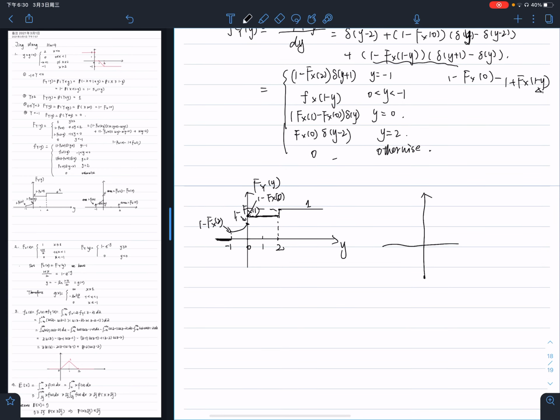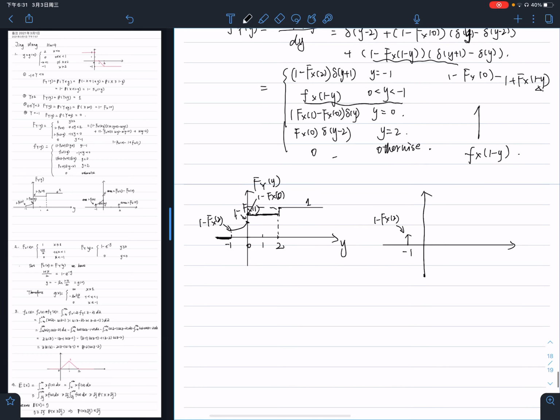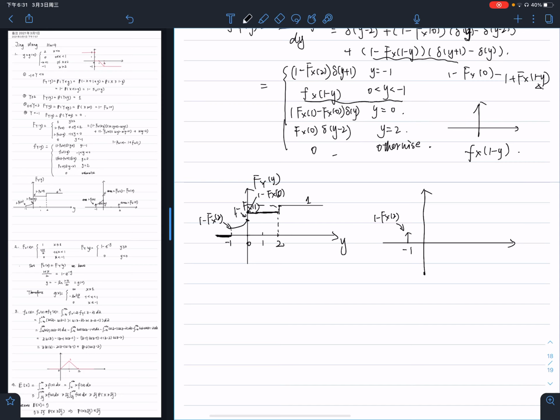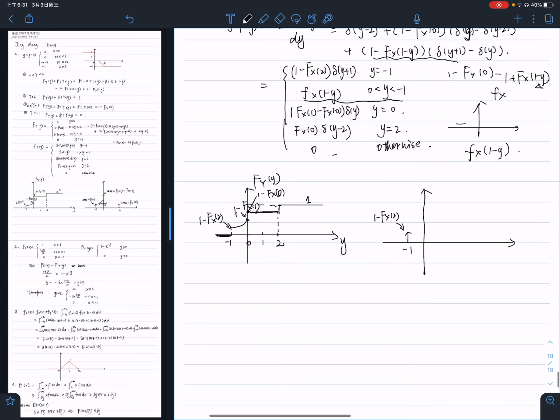Then for the PDF, when y equals negative 1, it is an impulse function. The area of the impulse is 1 minus F_X(2). Right. When y is between negative 1 and 0, it should be f_X(1 minus y), and the sketch of f_X looks like this.